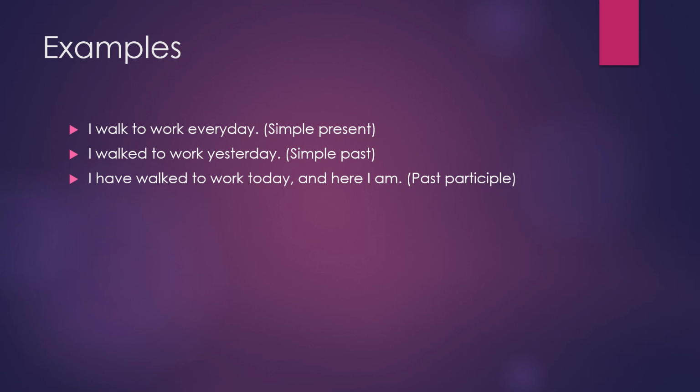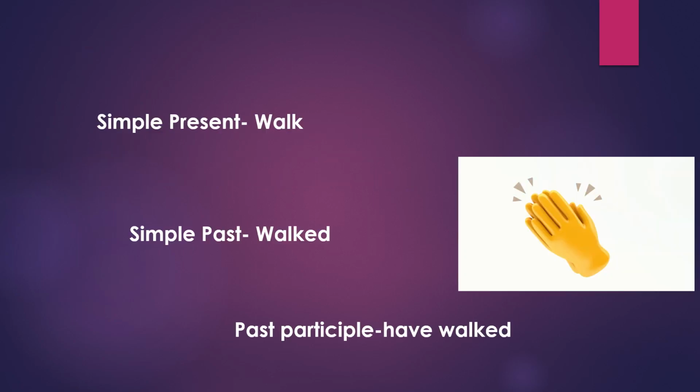Now, if you notice, all three sentences represent a tense: simple present, simple past, and past participle. Can you guess what the verb is in each sentence? Further, can you guess what tense it represents? Absolutely correct. Now you can see the simple present, walk, simple past, walked, and the past participle, have walked.